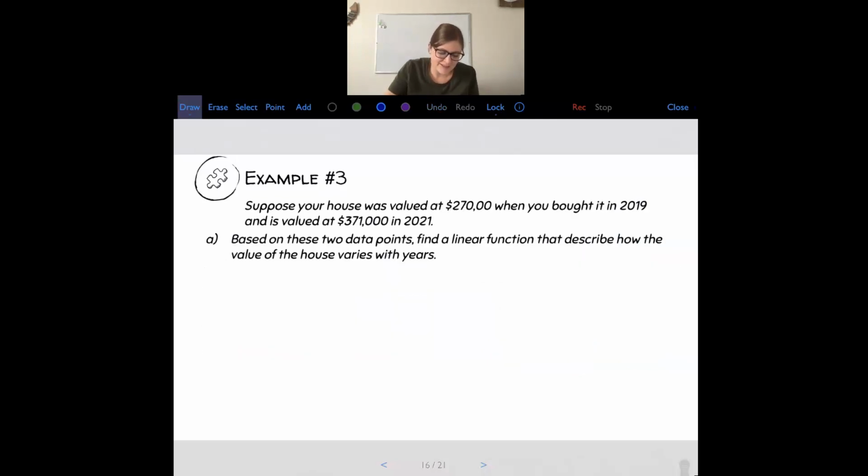Okay. Example 3: suppose your house was valued at $270,000 when you bought it in 2019 and is valued at $371,000 in 2021. Based on these two data points, find a linear function that describes how the value of the house varies with years. So what we need to do is ultimately look for some type of equation in the form y equals mx plus b. We have 2 points that we could treat as two ordered pairs in order to find this equation.